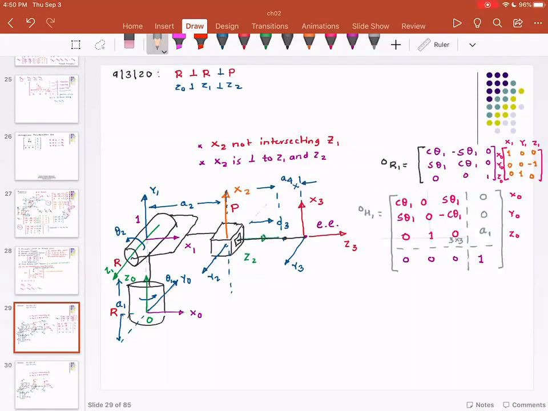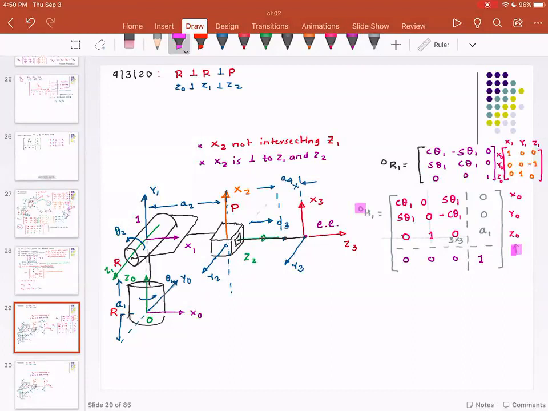So we don't care if the distance along z naught is in the distance along y1, but you don't have to consider y1. Always this is the 0th or the previous frame. So note this.